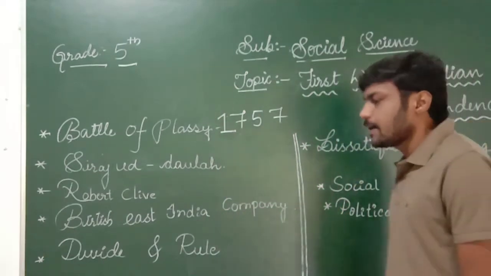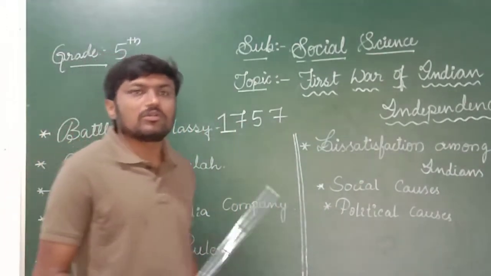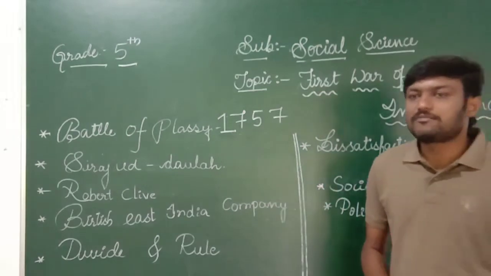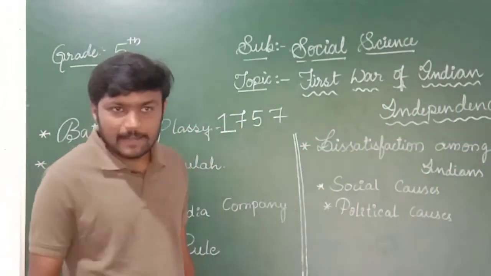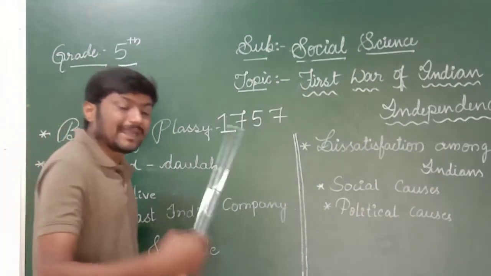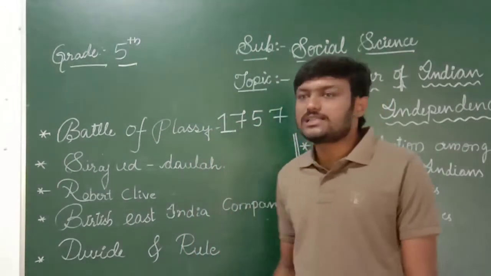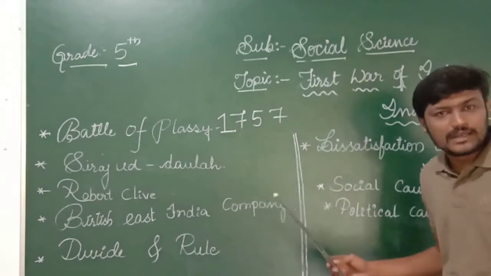The East India Company is a trading company registered in London. It got permission from Queen Elizabeth and started trading in India. Later, they started to establish their own trading centers by getting permission from Indian rulers, and they started trading centers in some parts of India.